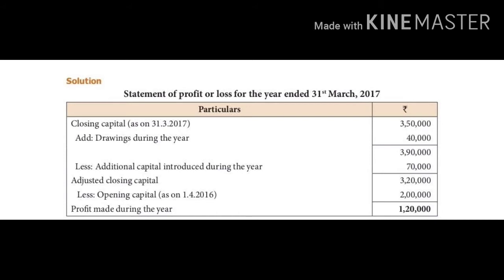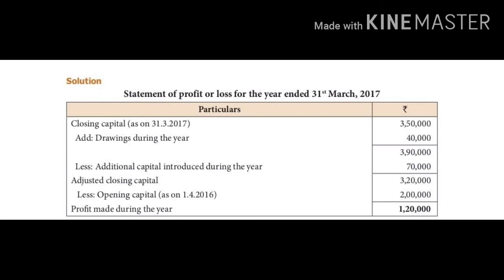Below, particulars and rupees. From the format, you write each and every item one after the other in a sequential manner. So first let us take closing capital. Closing capital as on 31/3/2017 is 3,50,000. Add drawings during the year, it is 40,000. When you add, you get 3,90,000. Less additional capital introduced during the year, it is 70,000. The answer which you get would be 3,20,000, which is termed as adjusted closing capital.